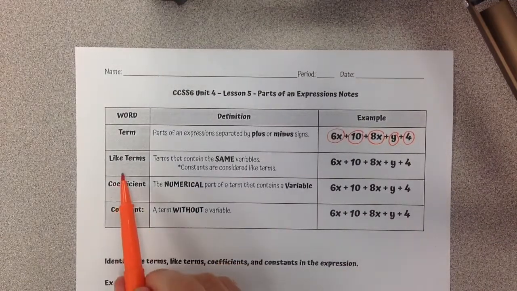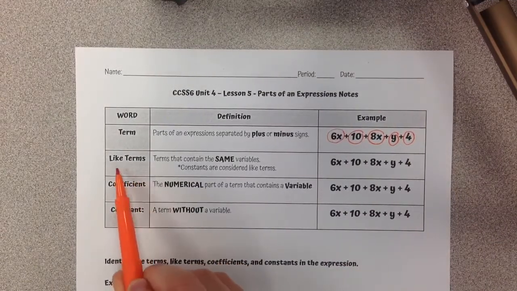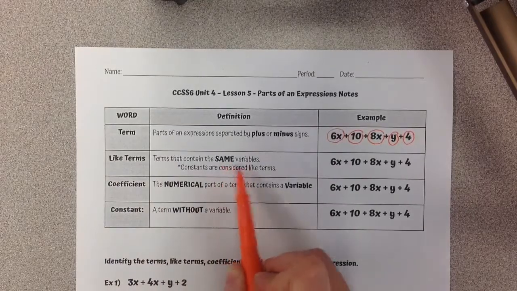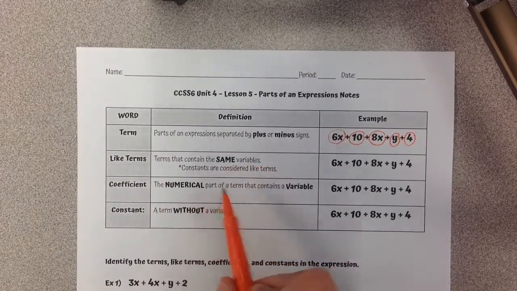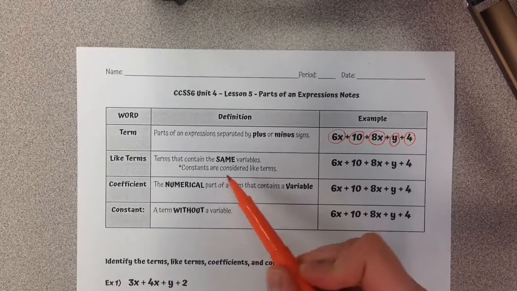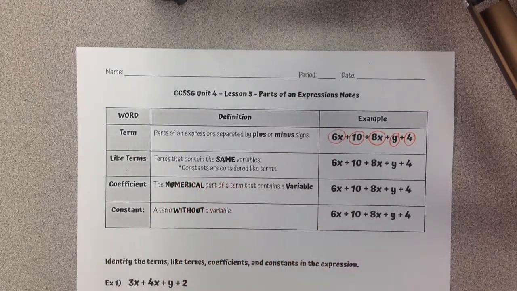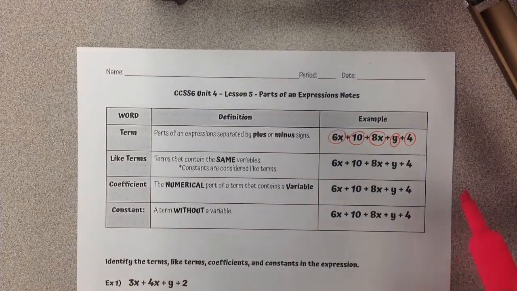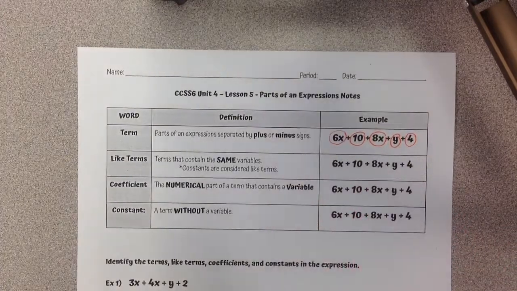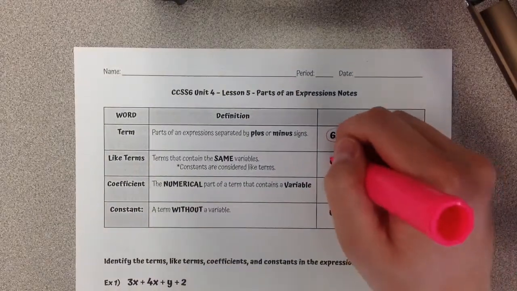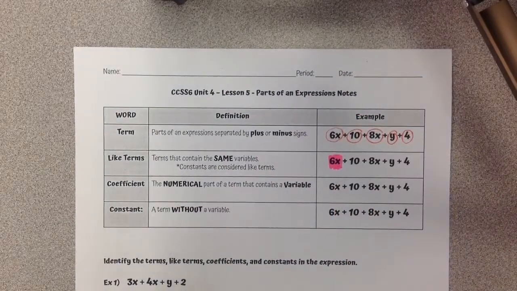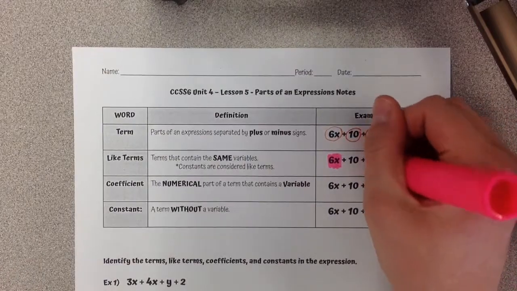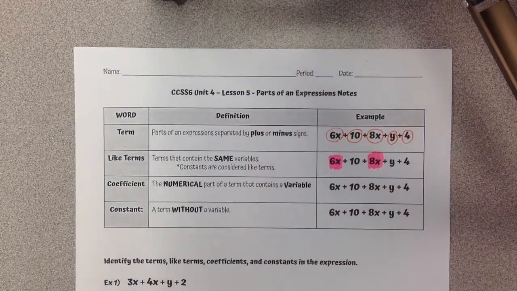The next part of an expression would be like terms. Like terms are terms that contain the same variables. And then when we talk about constants, we'll talk about how those are considered like terms as well. So in this example, we have 2 different variables. We have some x's and we have some y's. 6x is a term, and it is a like term with 8x because they both have an x in it.